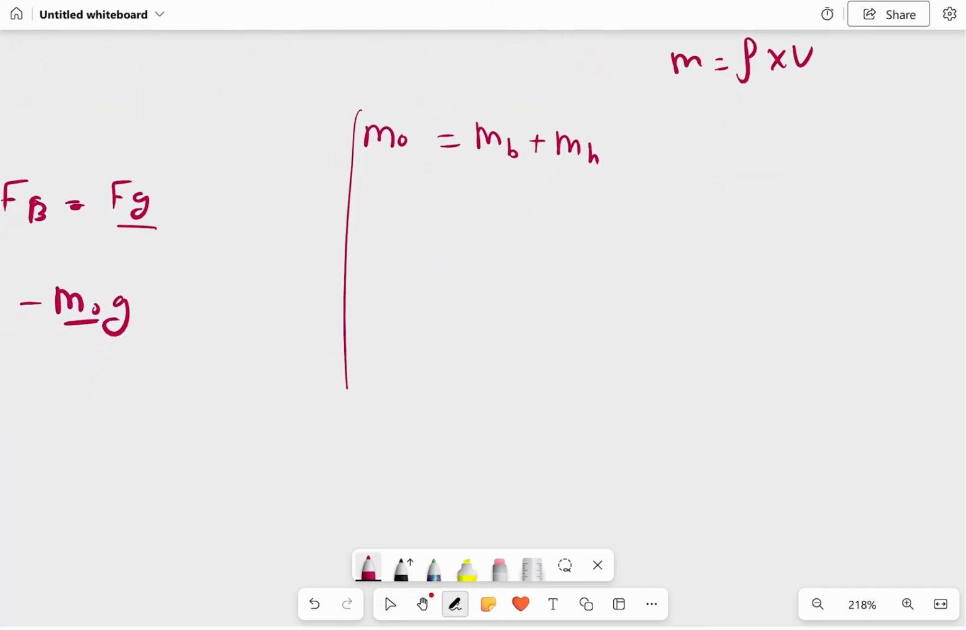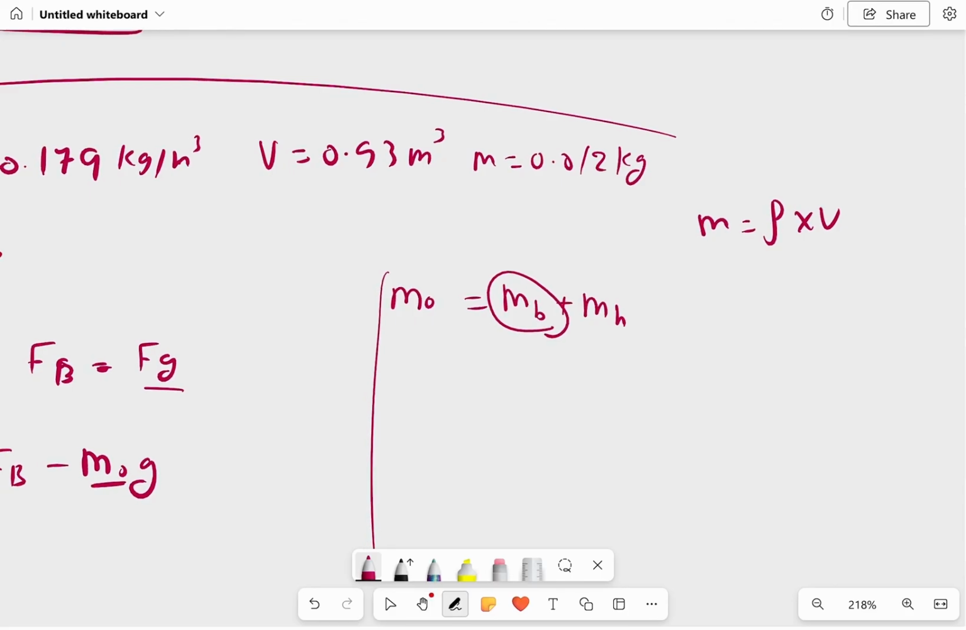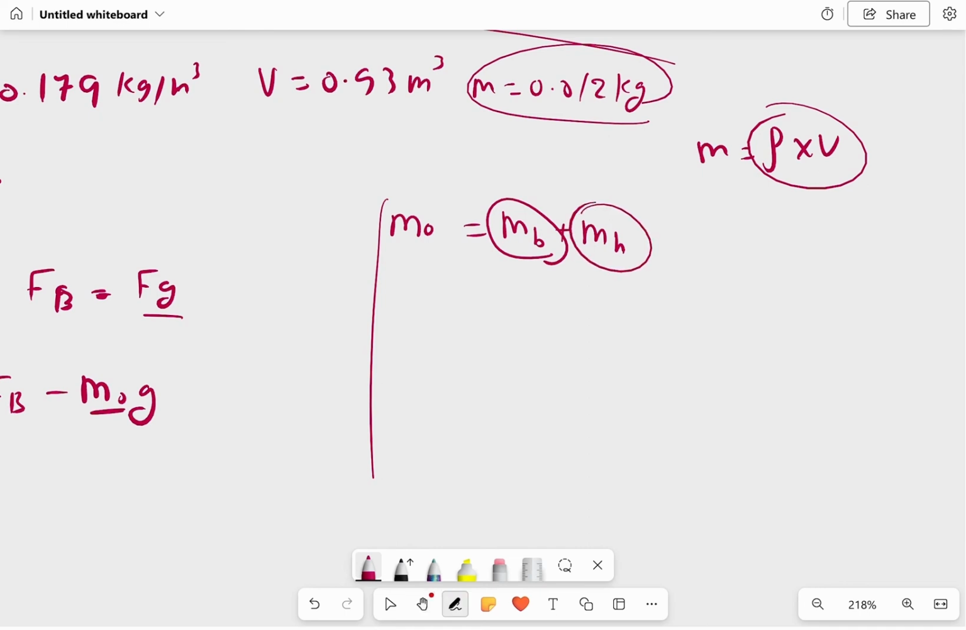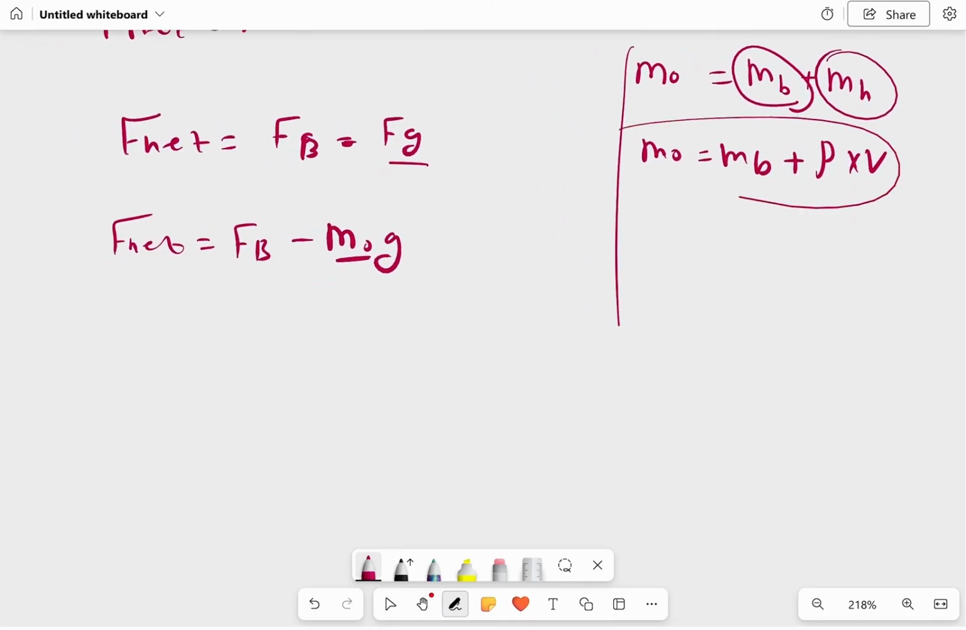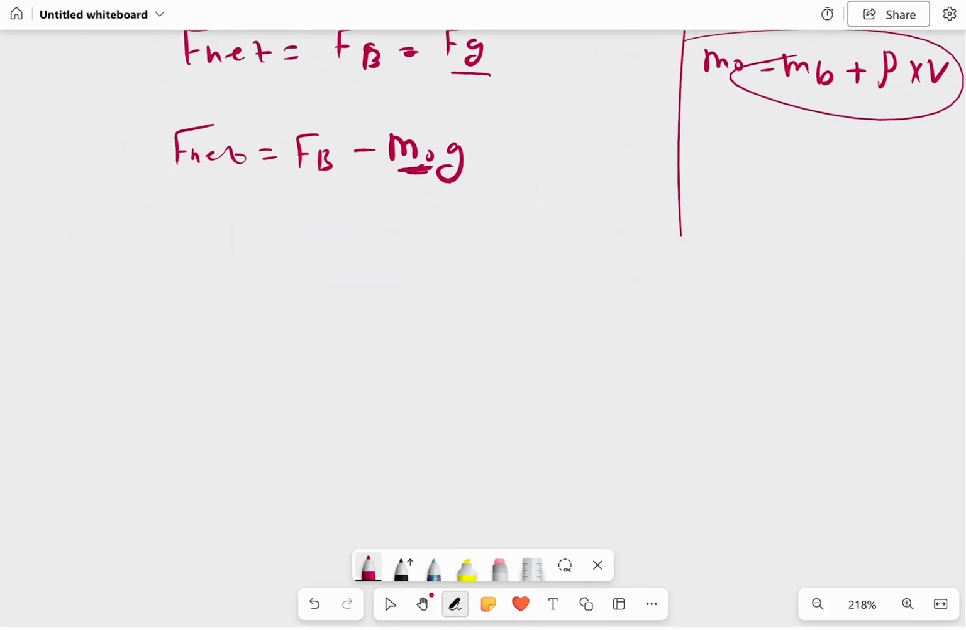I have the mass of the balloon, which is equal to 0.012 kilogram. I don't have to write this one for this one, but for the helium, I need the density and the volume too. So I'll write M naught is equal to the mass of the balloon plus rho multiplied by V. And then you have G, which is gravitational acceleration. Bring this and put it instead of M naught.